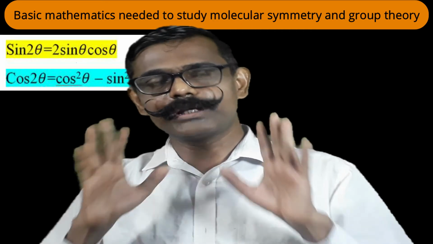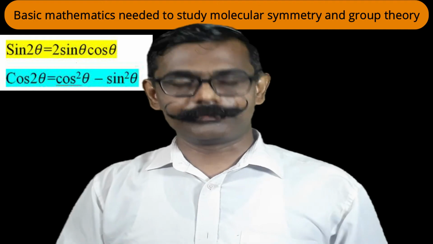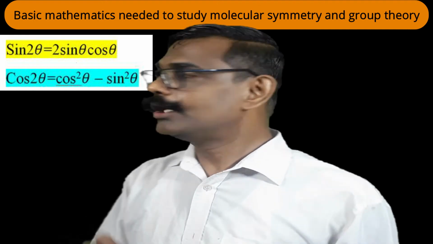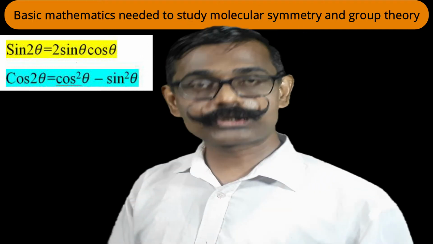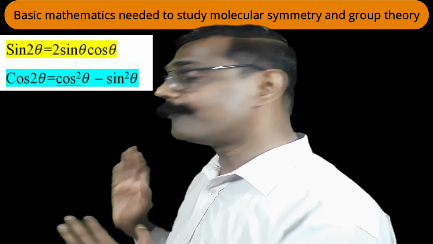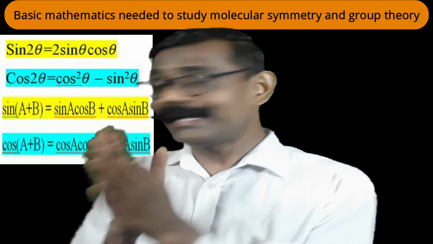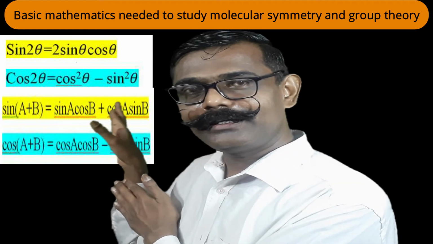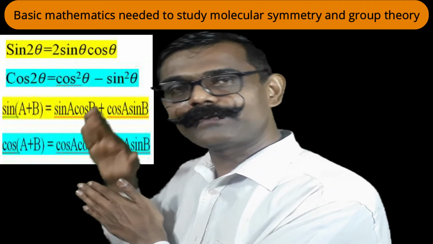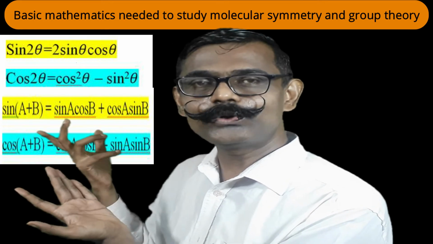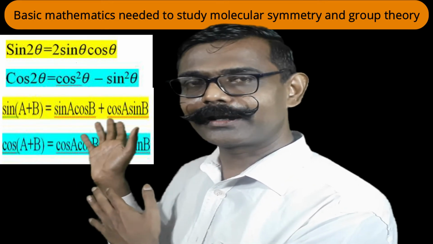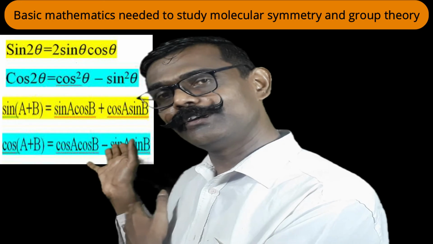One more thing you should remember: sine 2 theta means 2 sine theta cos theta. Cos 2 theta means cos square theta minus sine square theta. Actually, we can derive that from sine A plus B, if A and B are equal. That's sine 2A or sine 2 theta, you will get that. Or cos A plus B, you will find that.